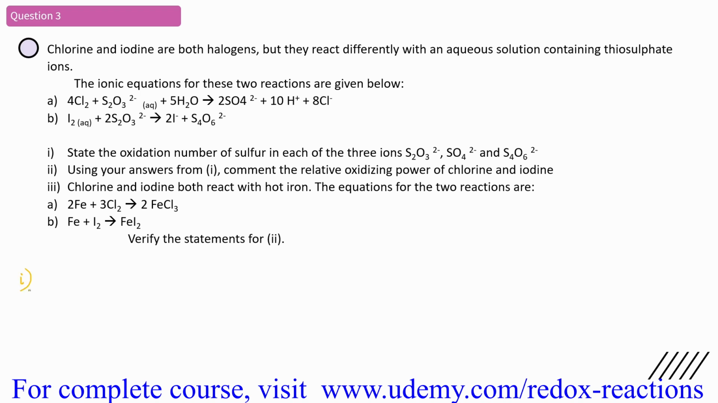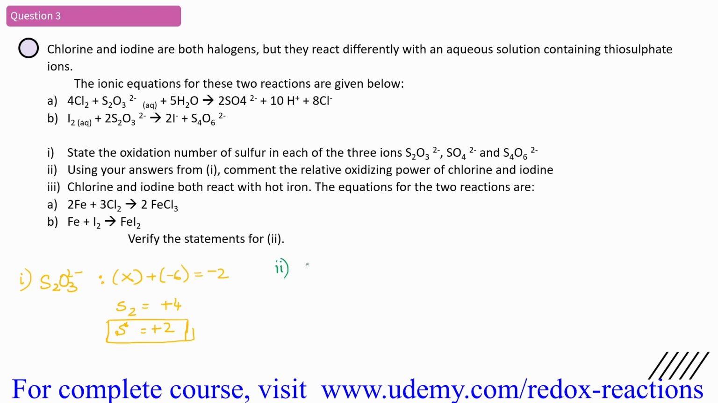Let's answer the first part, which is finding out the oxidation number of sulfur in three different ions. We will take the first one, S2O3 2-. Let's consider the sulfur's oxidation state as X. So we have X plus -6, with -6 coming from oxygen, 3 times -2, and the ion has a charge of -2, so this becomes -2. So S2 has an oxidation state of +4. So sulfur here will have an oxidation state of +2.